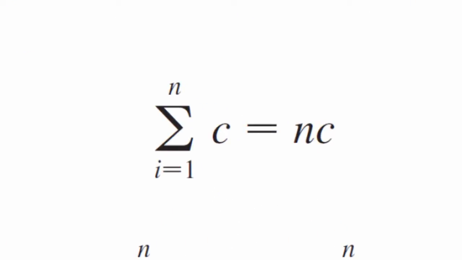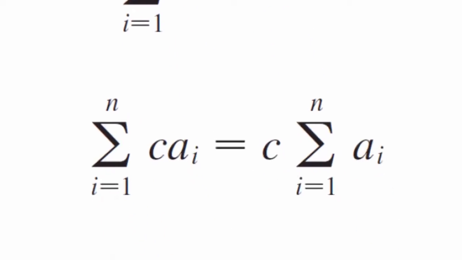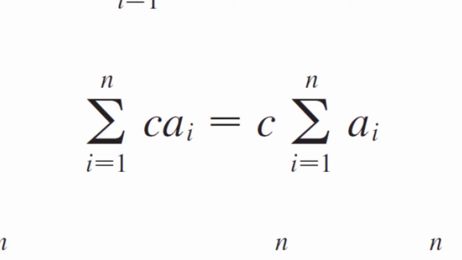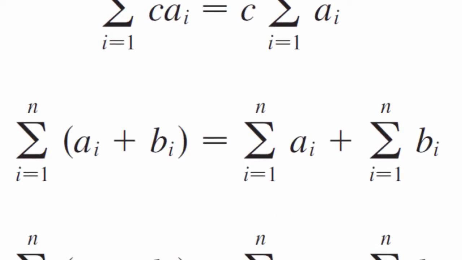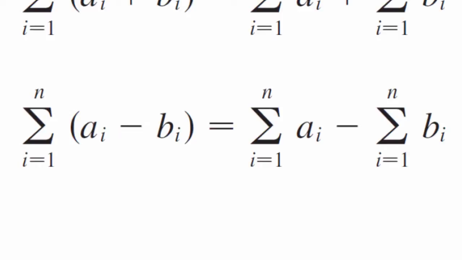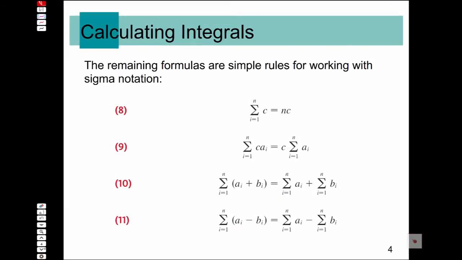Equation 8 says that the sum of any constant c when i goes from 1 to n is just n times c. Equation 9 says that if we have the summation of a constant c times a sub i, then we can take the constant outside the summation sign. Equation 10 says that if we're looking at the summation of a_i plus b_i, then we can split this into two separate sums, the sum of a_i plus the sum of b_i. And 11 says the same kind of thing but for differences. If we have the sum of the difference of a_i minus b_i, then we can split that into the sum of a_i minus the sum of b_i.